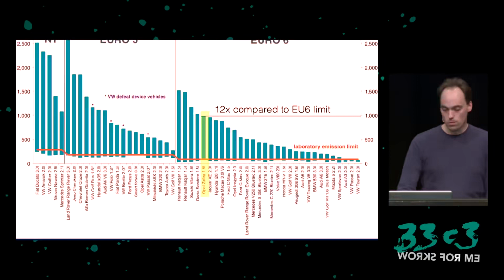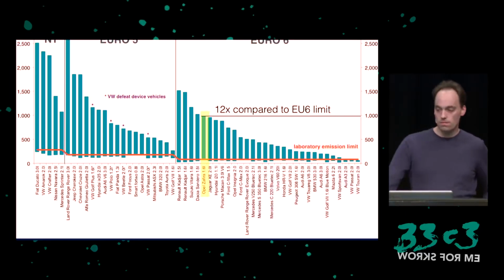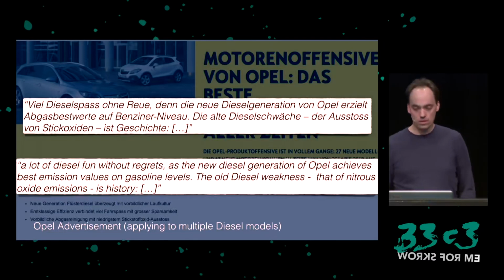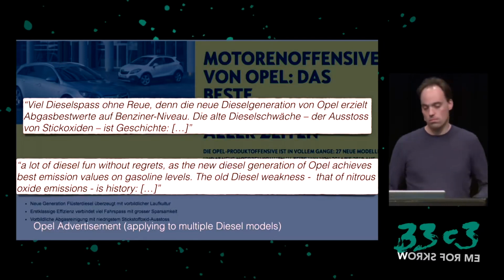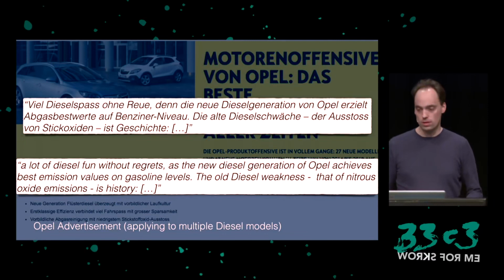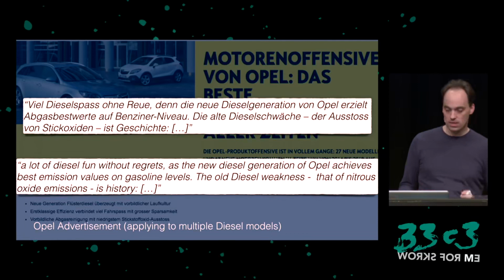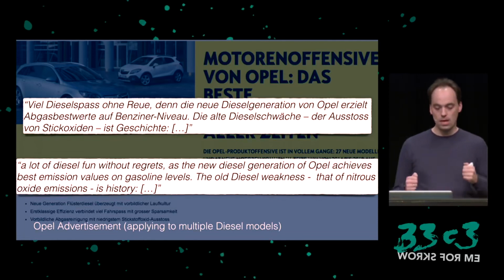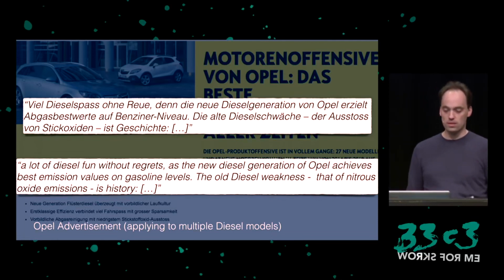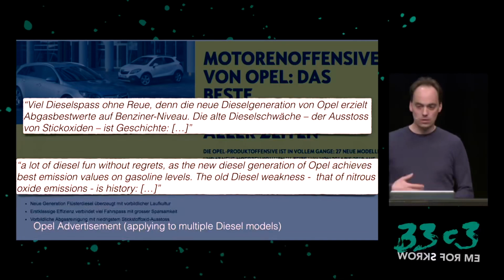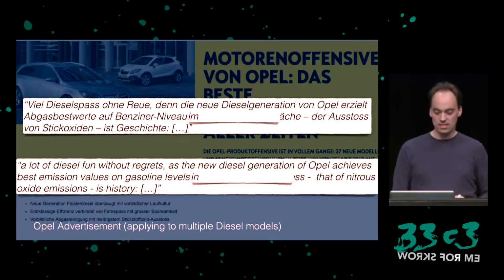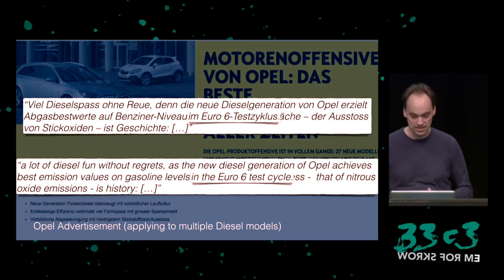If we look again at this report, we can see that this Zafira exceeds the limit by up to 12x compared to the Euro 6 limit. And this is especially interesting because there is this Opel advertisement where they advertise their diesel technology applying to the Insignia and the Zafira. And they say a lot of diesel fun without regrets. The new diesel generation of Opel achieves best emission values and gasoline levels. Yeah, after they got sued for this, they had to change it slightly and they had to add this to the sentence.